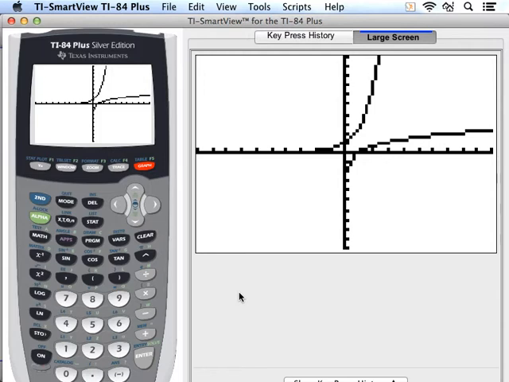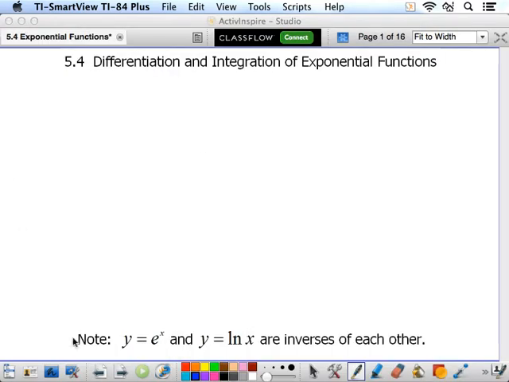Not quite. The line x equals y, or y equals x, is the line of symmetry. If you take this graph and you fold it right here along y equals x, you can see that they would match up perfectly. That's how you know that two graphs are inverses, okay? All right, so that's what we need to know to get us started, just to keep in the back of our minds: y equals e to the x and y equals ln of x are inverses of each other.